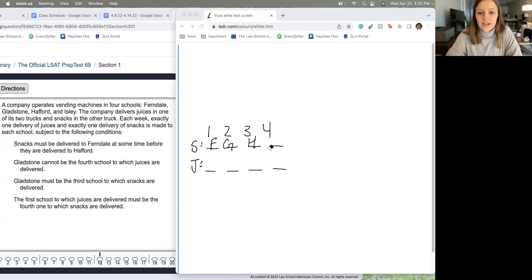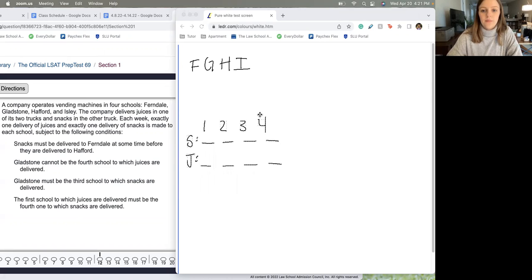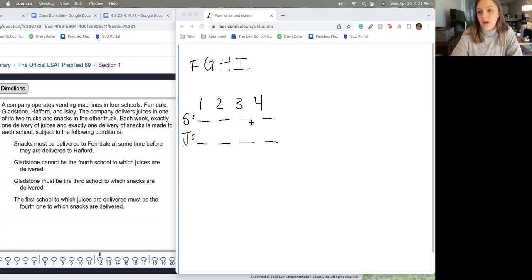So this is what our diagram is going to look like. We're going to have a double sequencing game, and I'm going to rewrite our variables up here. We have F, G, H, and I. And like I said, we're going to have 2 of them, so we're going to duplicate our variables. I'm not going to duplicate my variables up there per se, because I don't have F happening twice on the snack line or anything like that. I know that I can only repeat them once on each line. That's what I'm trying to get across.